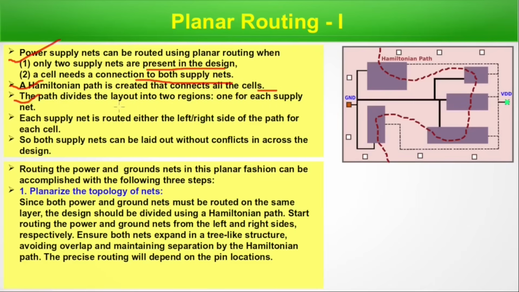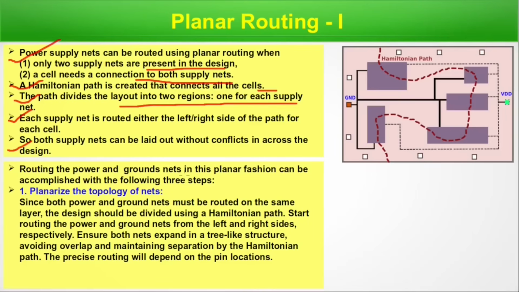The path divides the layout in two regions, one for each supply net. That's a path. It's such that on one side of this path is VDD, and on the other side is ground. Look, it's connecting all the blocks in such a way that on the right side is VDD and on the left side it's ground. Each supply net is routed on either the left or right side of the path for each cell. So both supply nets can be laid out without conflicts across the design.